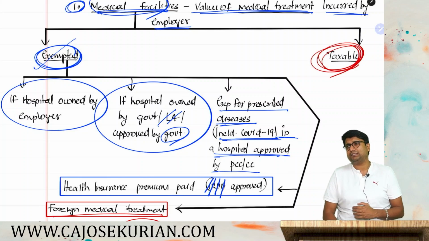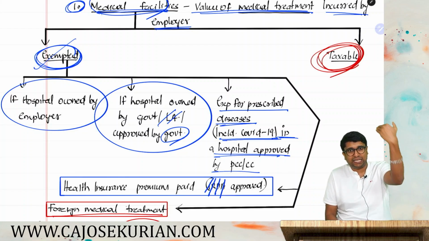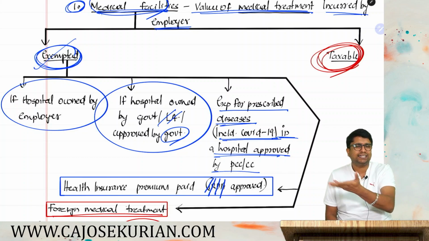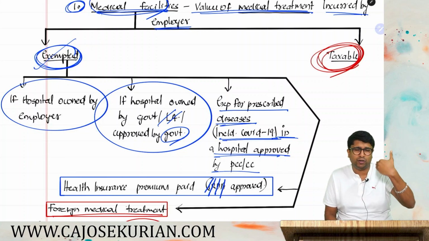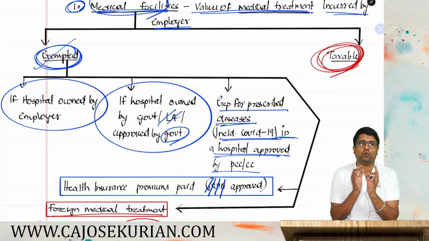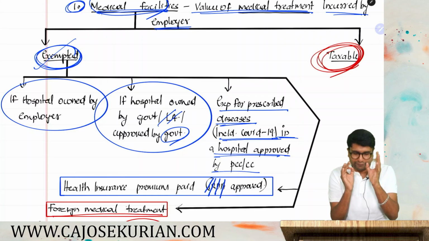Say simply it means, for a normal disease, an employee is undergoing treatment in a private hospital and the employer reimburses that entire amount. It is fully taxable in the hands of the employee. Whatever amount is reimbursed by the employer shall be fully taxable in the hands of the employee, and that's what the department says. So I hope that medical facility is also clear for you.